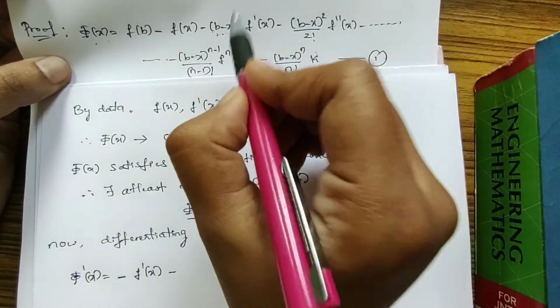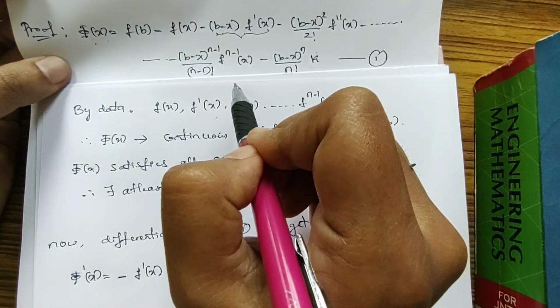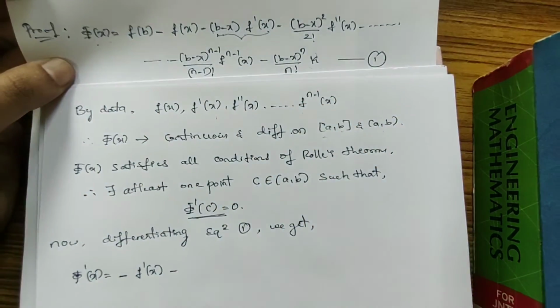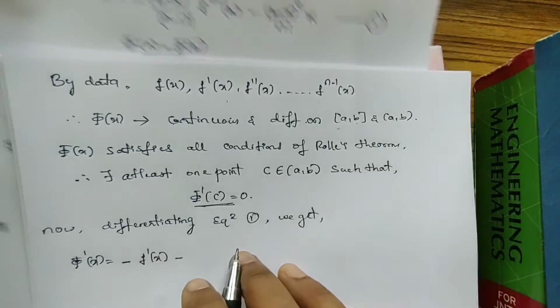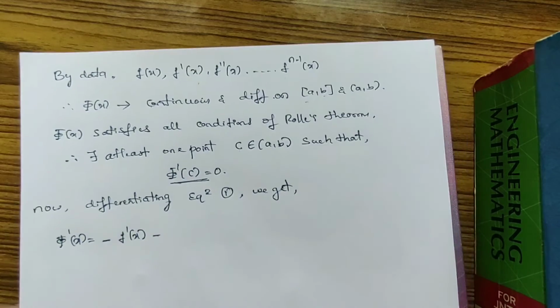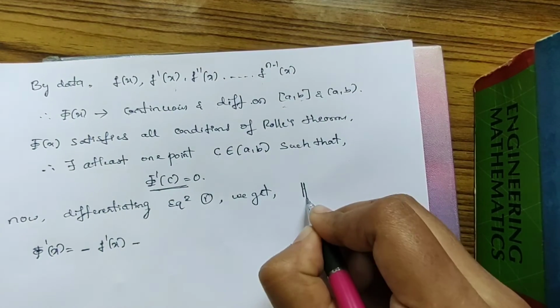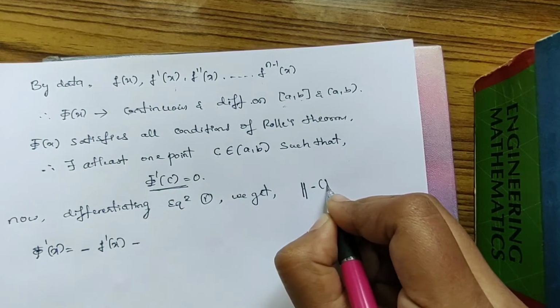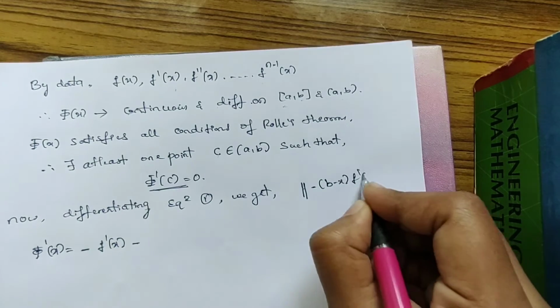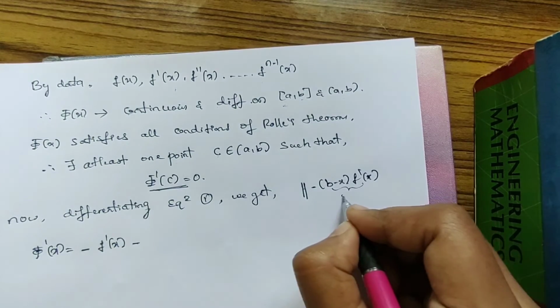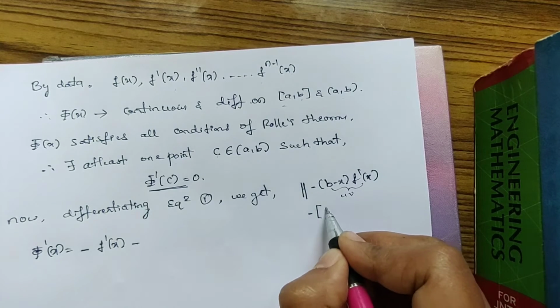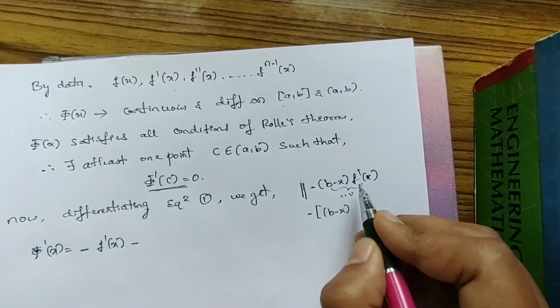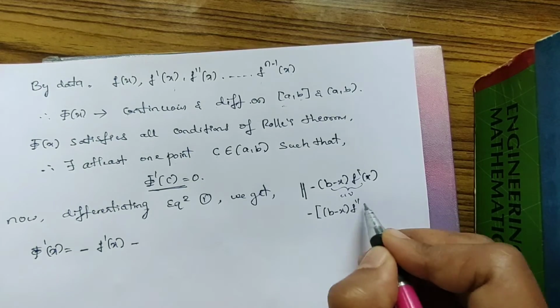That means we have to apply the product rule, that is u into v. If we apply the product rule, that is u into v, I will show you here. So the function is here minus of b minus x into f dash of x. For this we have to apply the product rule, that is u into v. I will take minus as it is. The first function is b minus x, u into differentiation of v is f double dash of x.